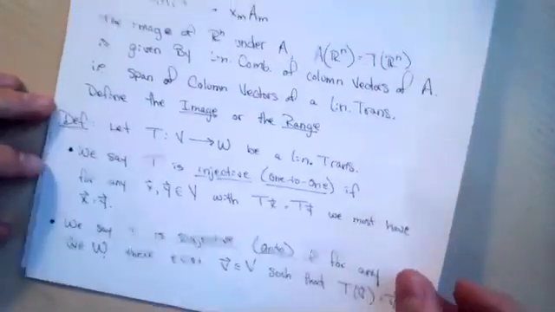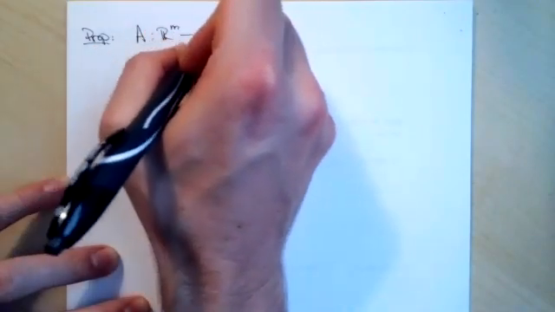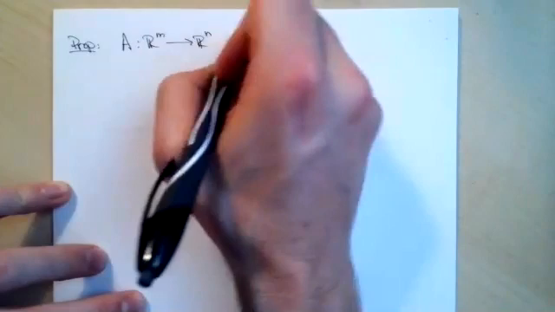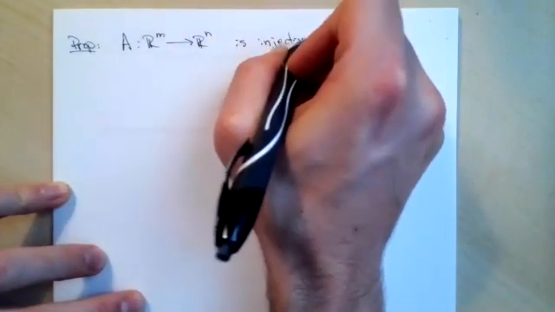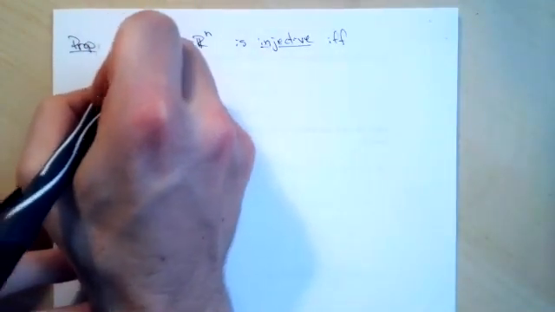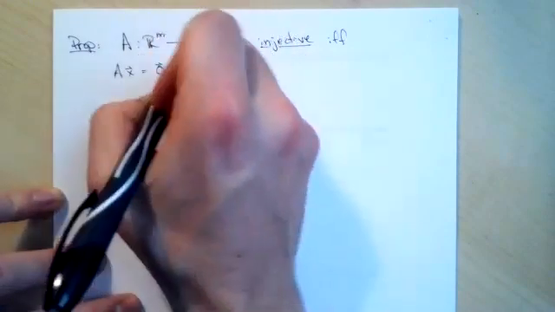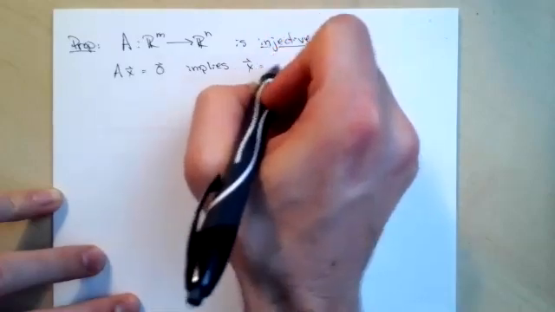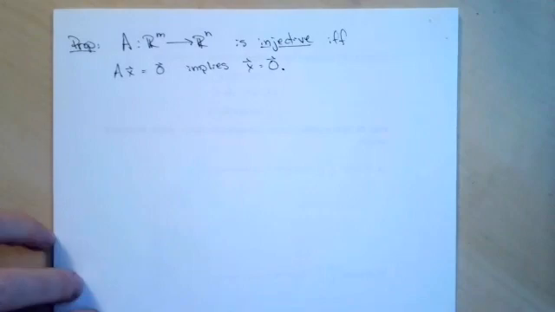So let's explore these concepts a little bit. Proposition. So suppose we have a matrix or a linear transformation, Rm to Rn. The linear transformation is injective if and only if any vector sent to 0 implies that that vector had to have been 0.